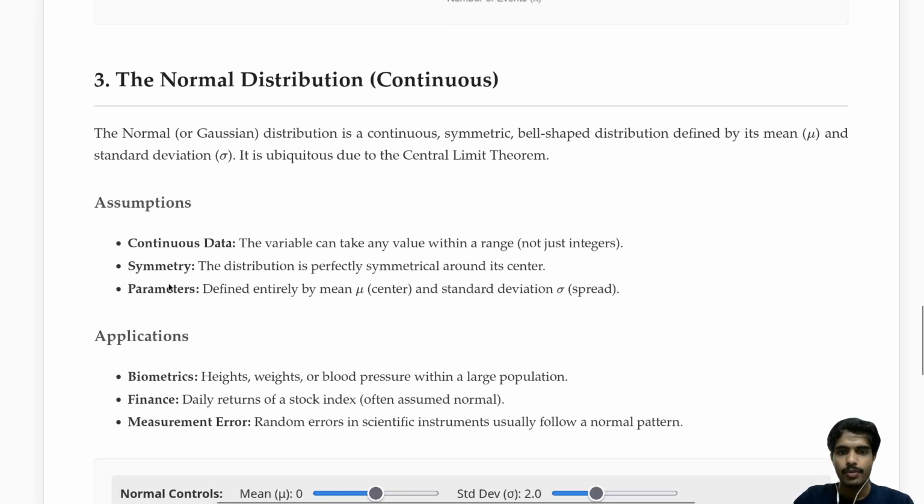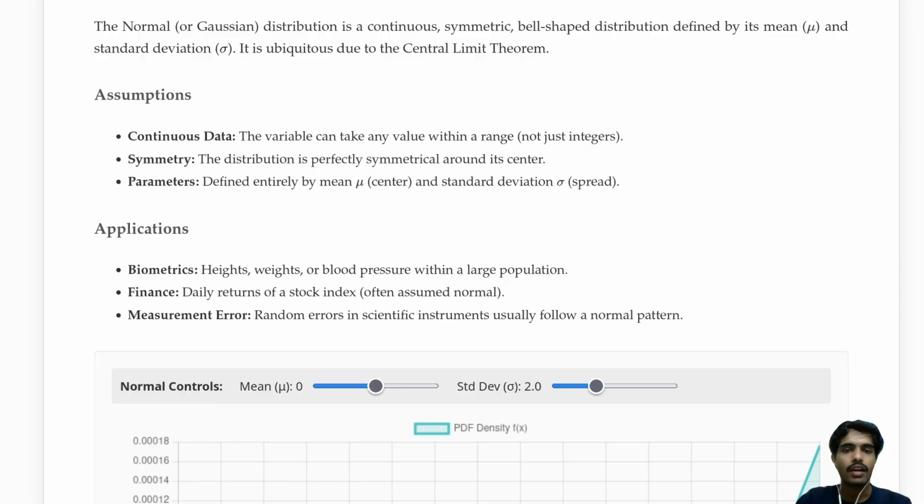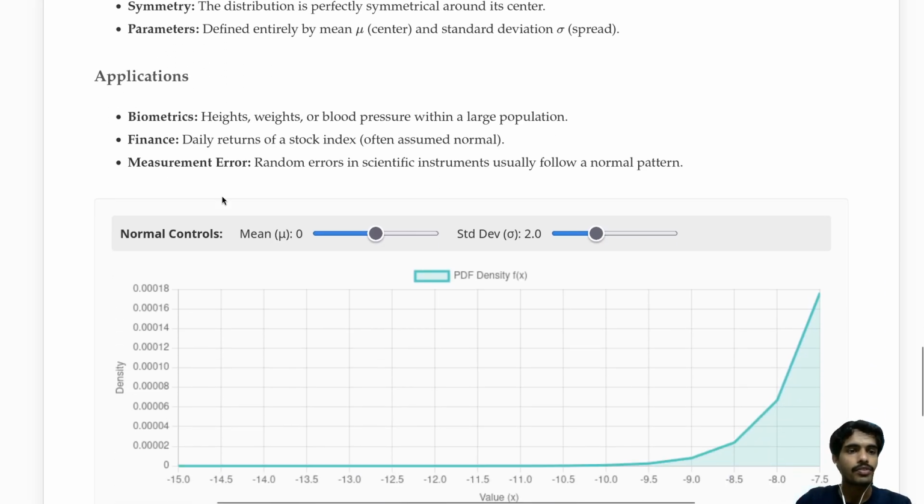The next distribution is the big one, the normal distribution, or famously known as the bell curve. Unlike the previous two, this handles continuous data, measurements that can have decimals. Its assumptions are symmetry, and the shape is defined entirely by the mean and the standard deviation. So these are the actual assumptions and applications.